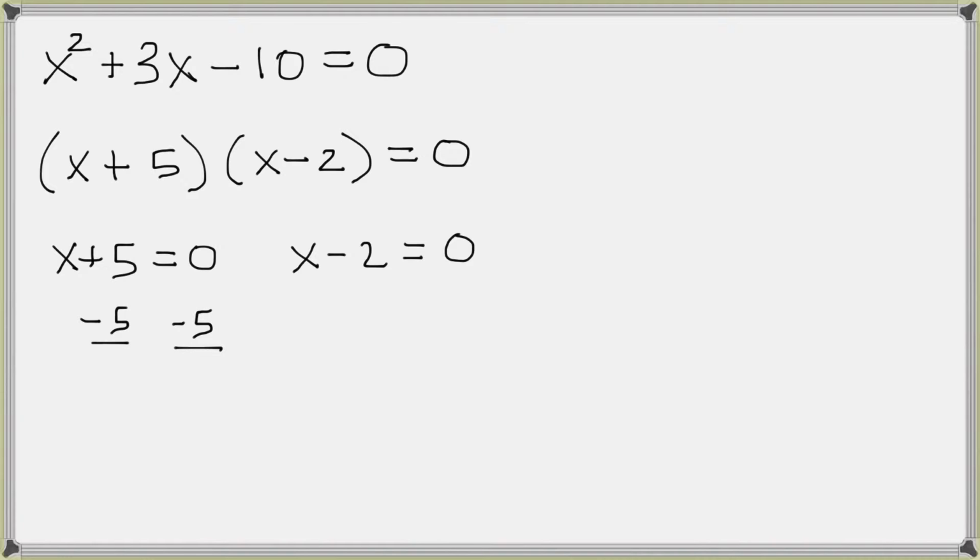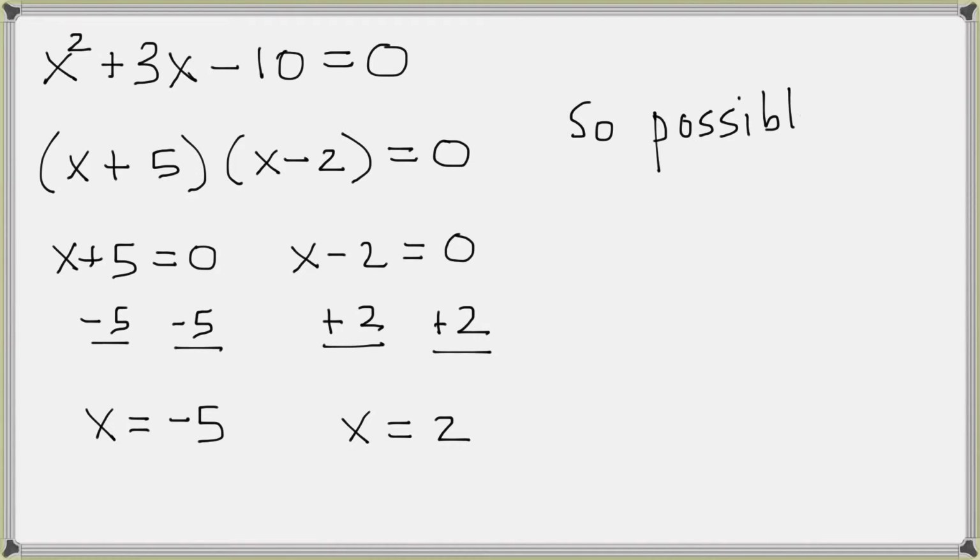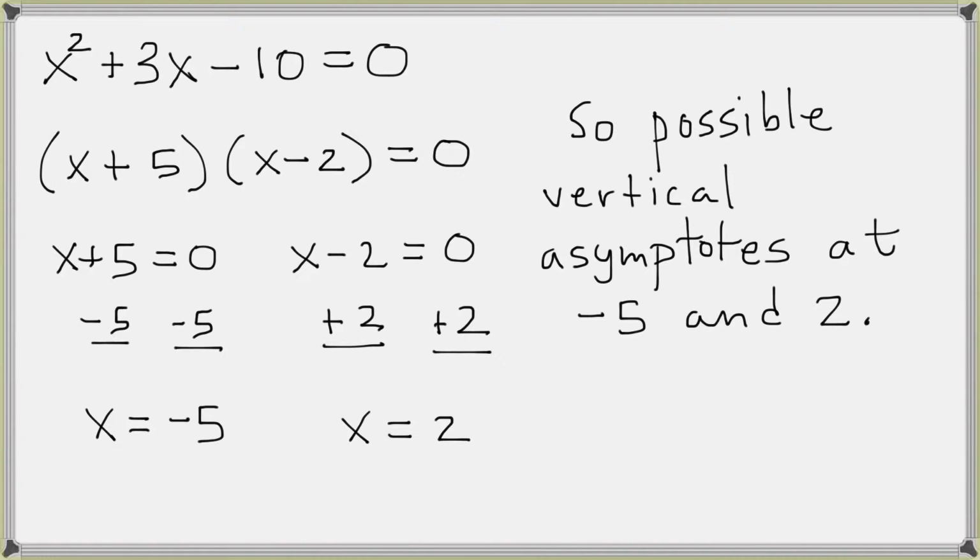So solve each of those equations for x. On x plus 5 equals 0, if I subtract 5 from both sides, it's going to give me x equals negative 5. And if I add 2 to both sides here, I'll get x equals 2. So I have two solutions to that equation, negative 5 and 2. So there are possible vertical asymptotes at negative 5 and 2. And so what I need to do now is double check to see if there are actually vertical asymptotes there.